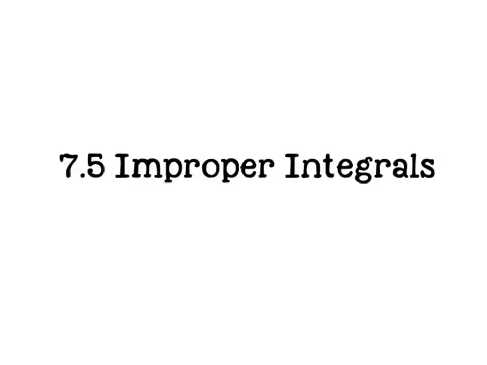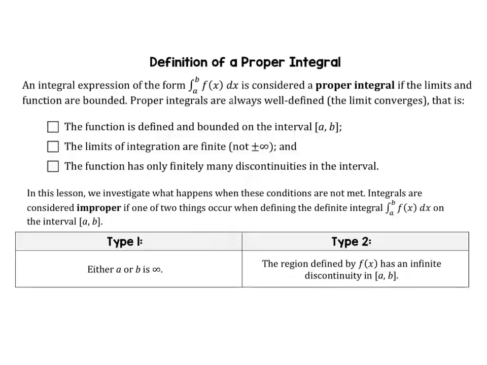In this video, we'll be talking about improper integrals. For this, notice that we've had a definition of a proper integral, which is what we're used to. We're looking at a bounded area over a specific interval AB. Your limits of integration are finite. In other words, you're not approaching positive or negative infinity, and the function has only finitely many discontinuities over the interval. So we're going to have a couple of different types that we're going to look at.